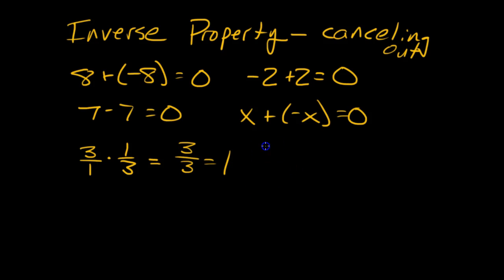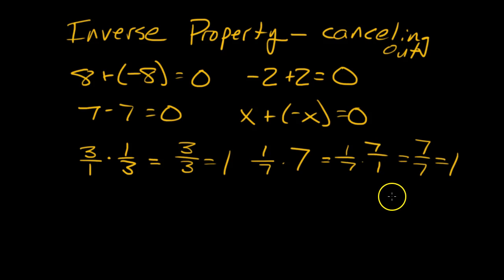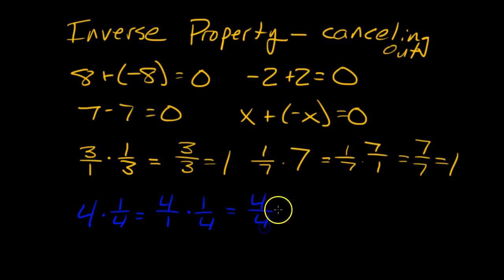If I do 1/7 times 7, that's really 1/7 times 7 over 1, which is really 7 over 7, which is really 1. Maybe I should have done that in a different color so that I can make it stand out a little bit better. But I'll do another one. If I do 4 times 1/4, we get 4 over 1 times 1 over 4, which is 4 over 4, which is 1.